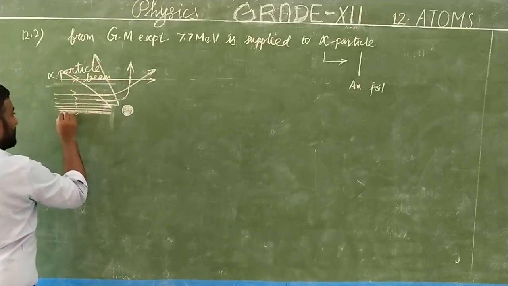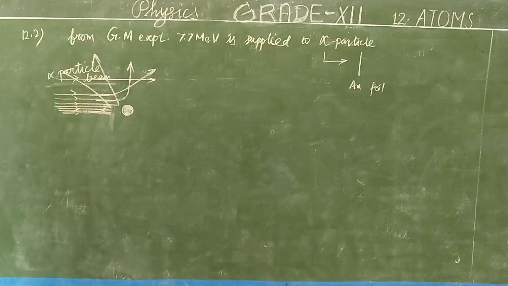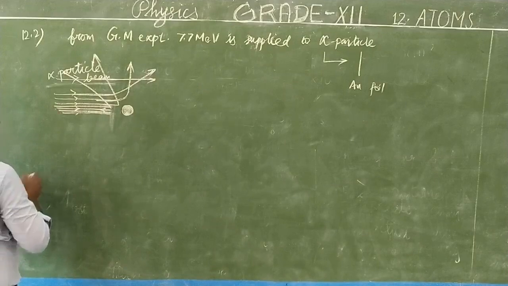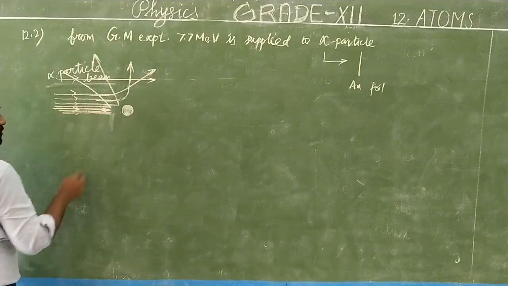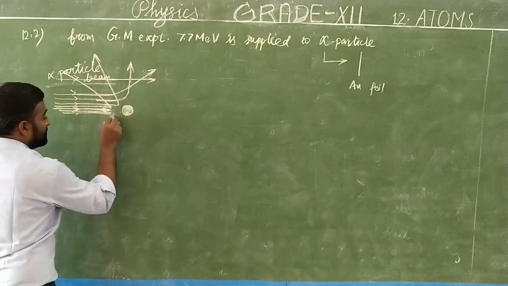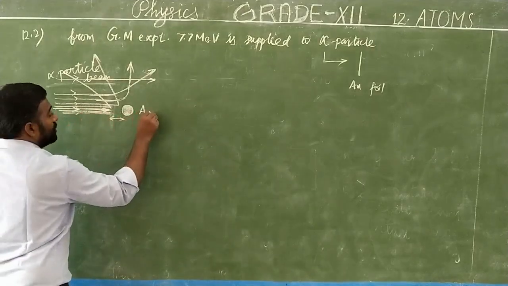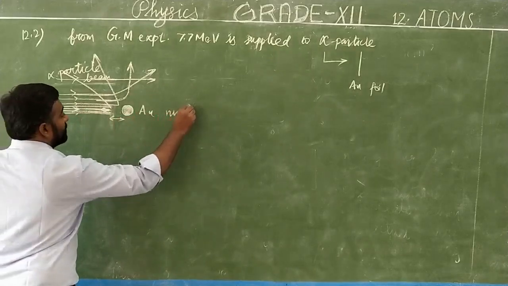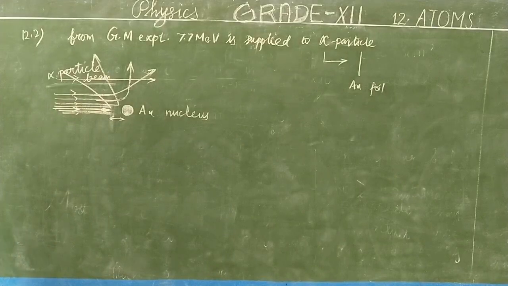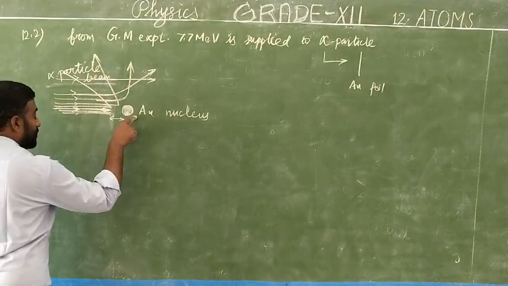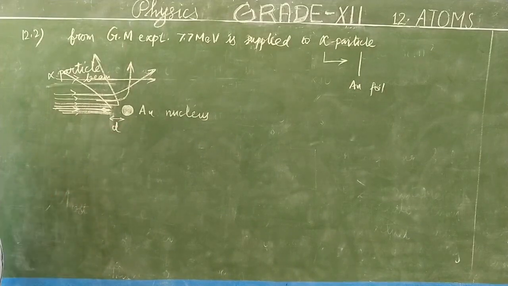But only a very small number of particles rebound from their original path. So these positions alone are considered head-on collisions. From the head-on collisions, how much distance is left for the alpha particle without touching the gold nucleus? What is Au? Au, we know, is the symbol of gold. So without touching the gold nucleus, how much distance is left? Only this distance we are going to determine.